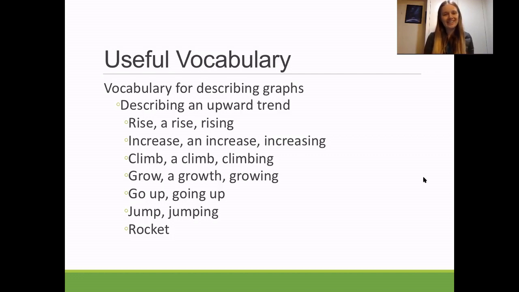And then rocket. That one doesn't sound like something you should use often. Actually, that's only if it's really steeply increasing. So if you're watching a chart and instead of it going up slowly, like this, it's actually just suddenly almost vertical, then you can say rocket, but don't use it often because it's a very dramatic word.